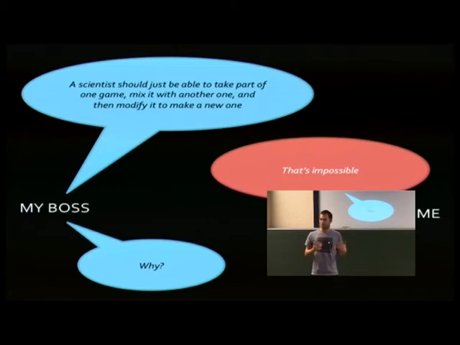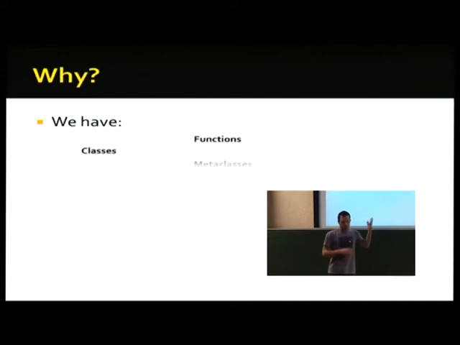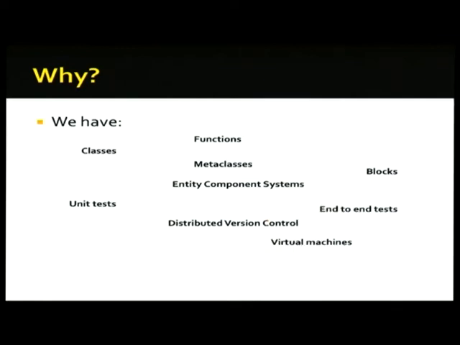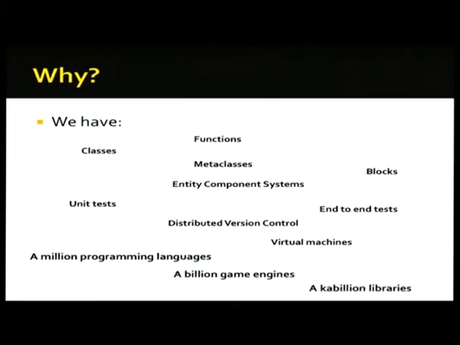It's true that ultimately, we've been programming for a long time, right? All in all, we have lots of technologies out there. We have functions and classes and meta-classes and meta-objects and entity component systems and distributed version control and thousands of technologies and signals and slots and millions of programming languages and billions of game engines and even more libraries that go to those game engines, right? And yet we still can't do this fundamental thing of mixing things together.